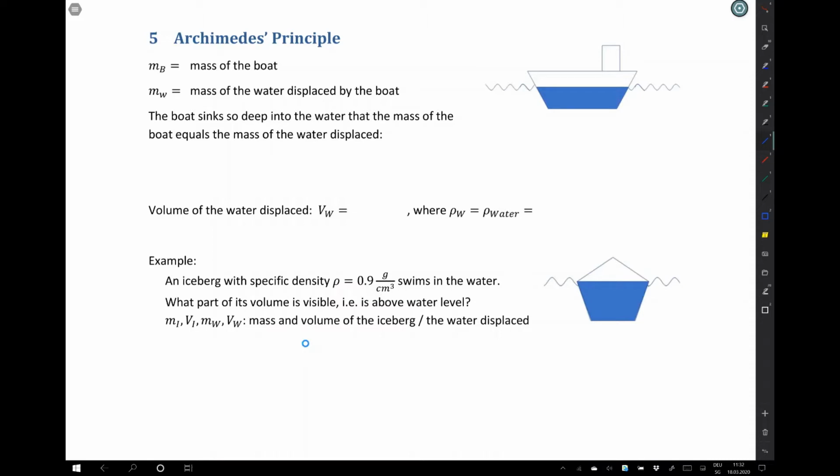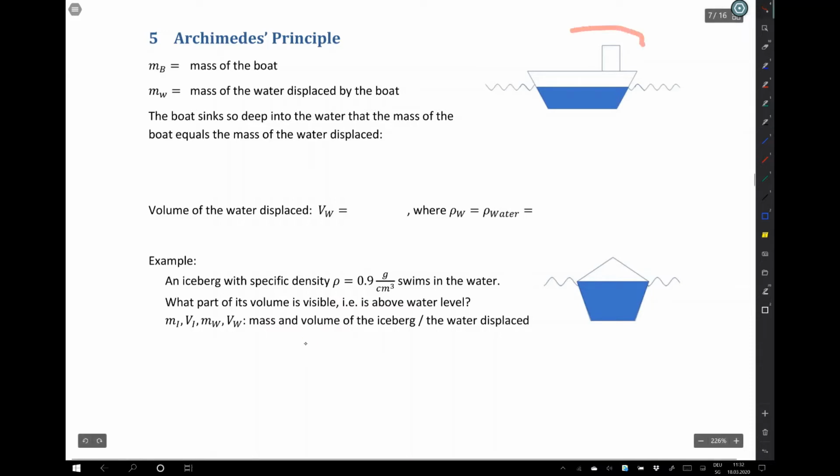By the way, Archimedes was not only famous for being a great mathematician, but he also invented very sophisticated engines of war that his home city used against the Roman besiegers.